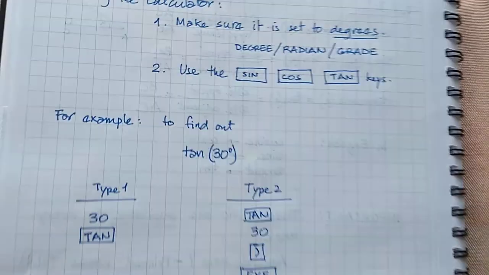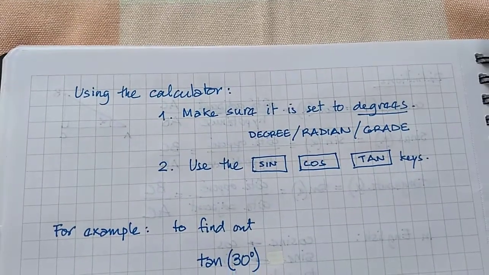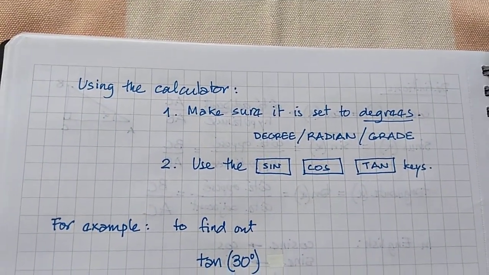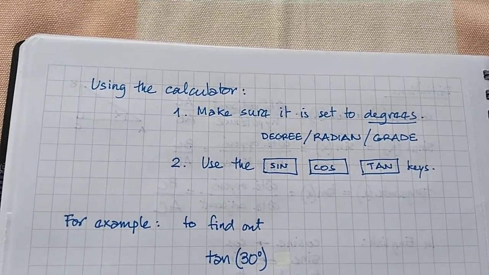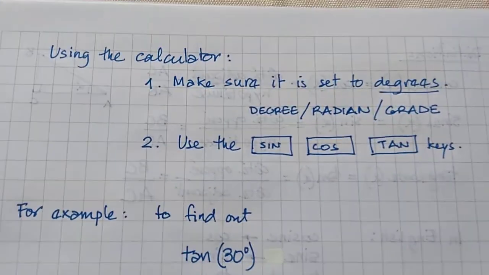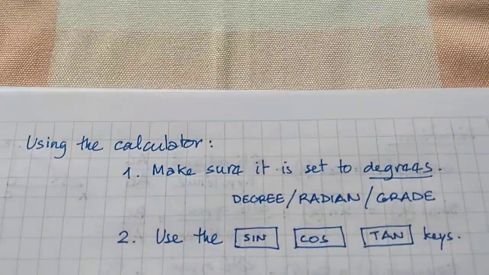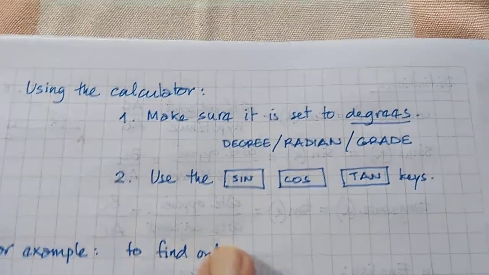So now we come to how do we use the calculator? Before we can use a calculator to calculate these ratios for any given angle, you have to make sure that the calculator is set to degrees.